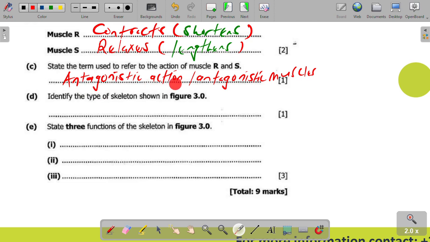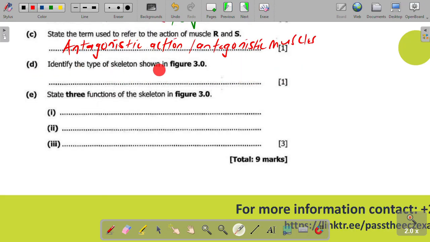Right, so we said here antagonistic action, and this is a simple explanation. These muscles work opposite to each other. Antagonistic means opposite action. The other one relaxes, the other one contracts. So the muscles work opposite to each other when one contracts and the other relaxes. This is what it means. Antagonistic means working in the opposite. Write that point down.